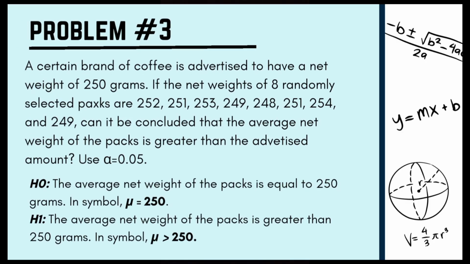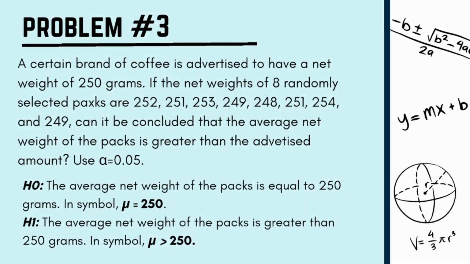Sa question, ang level of significance na ginamit ay 0.05. The null hypothesis, or H0, is the average net weight of the packs is equal to 250 grams, and in symbol, population mean is equal to 250 grams. Dahil nga ito ay null hypothesis, naglagay tayo ng equal sign na ang ibig sabihin ay there is no significant difference between the dependent and independent variables, or pareho lamang ito.